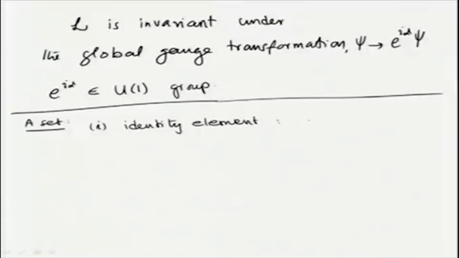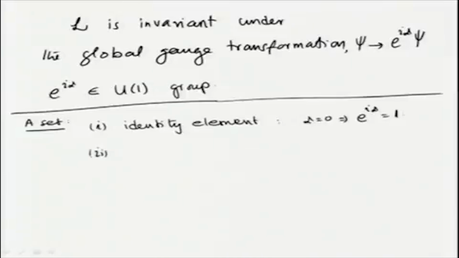In our case, if you put alpha equal to 0, that will give you e power i alpha equal to 1, and you multiply anything by 1 will give you the same thing. For example, it is an identity transformation when you take psi to psi itself. So, for alpha equal to 0, psi will go to psi.